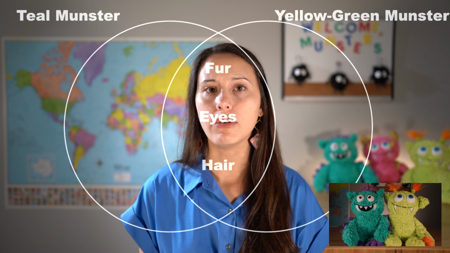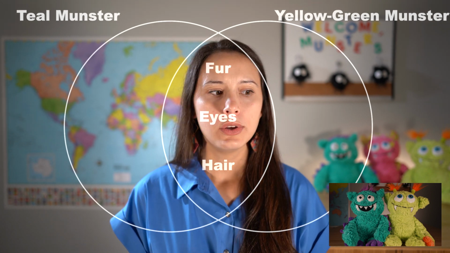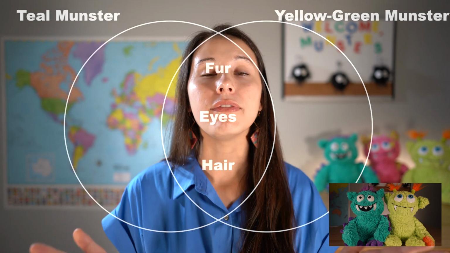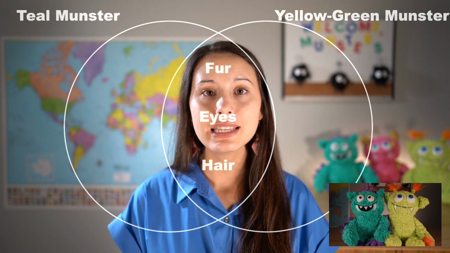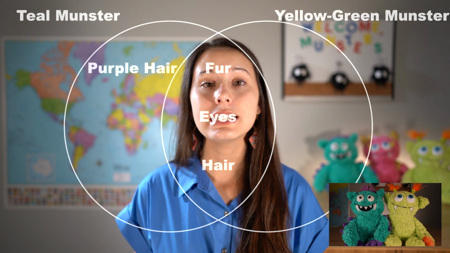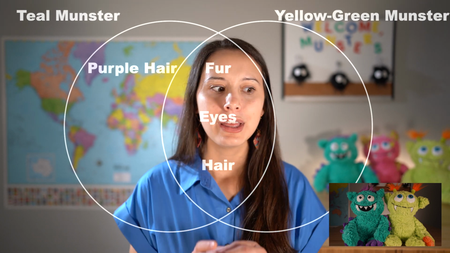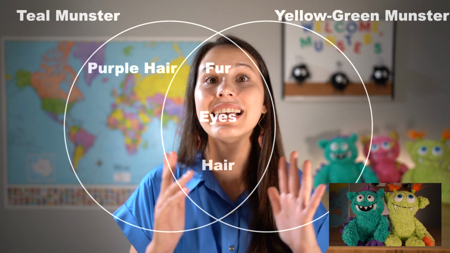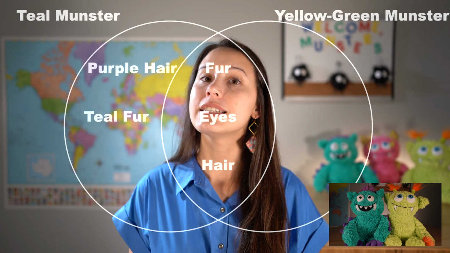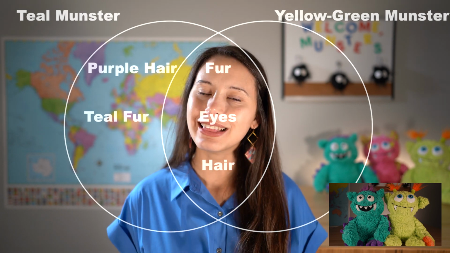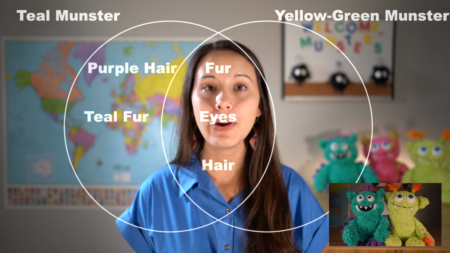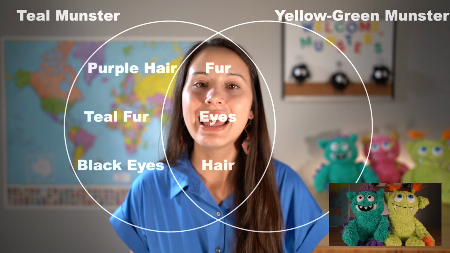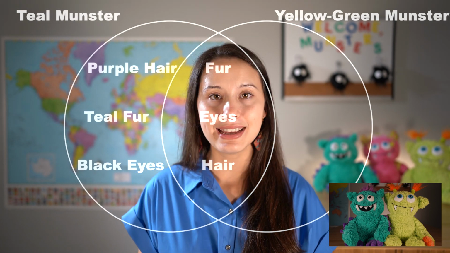Now let's look specifically at our teal Munster. What are the characteristics of our teal Munster? I'm going to give you some time to look back over your work. The first thing that I pulled from the word bank is purple hair. This Munster has purple hair. What else does this Munster have? Teal fur. This Munster has teal fur. And finally, one more thing that the teal Munster has is black eyes. This Munster has black eyes.